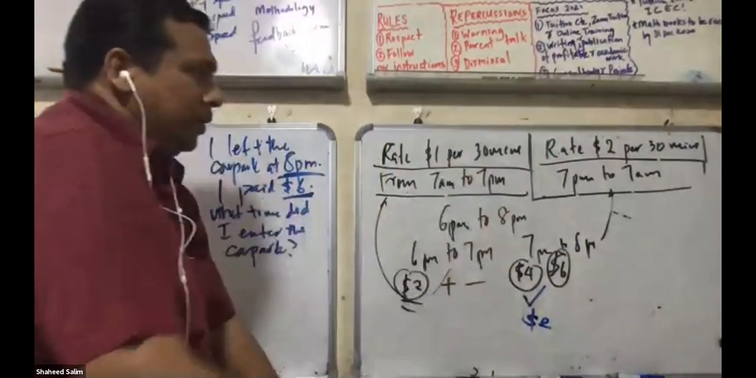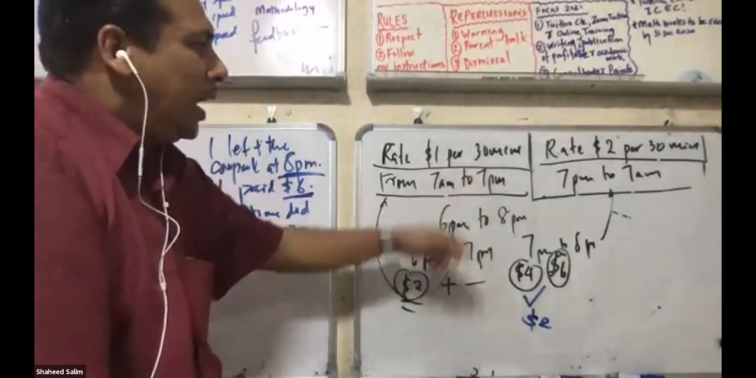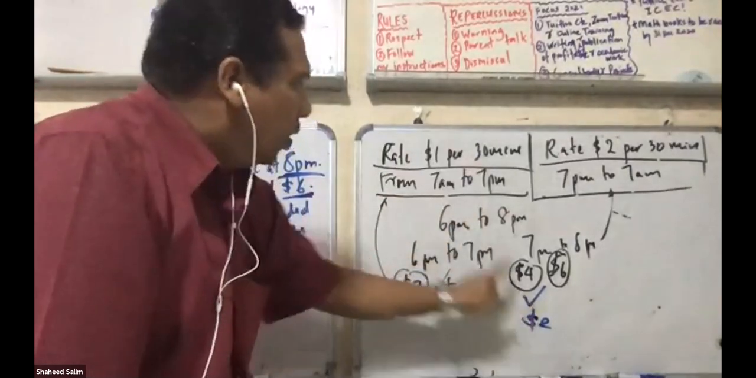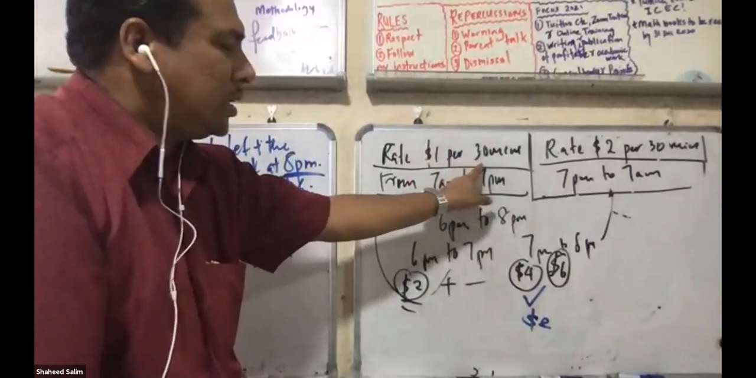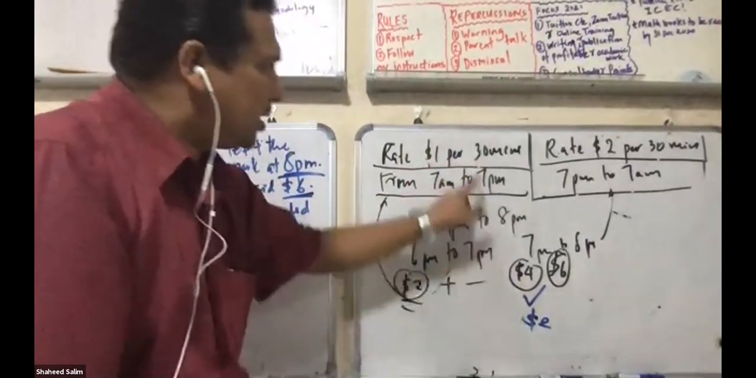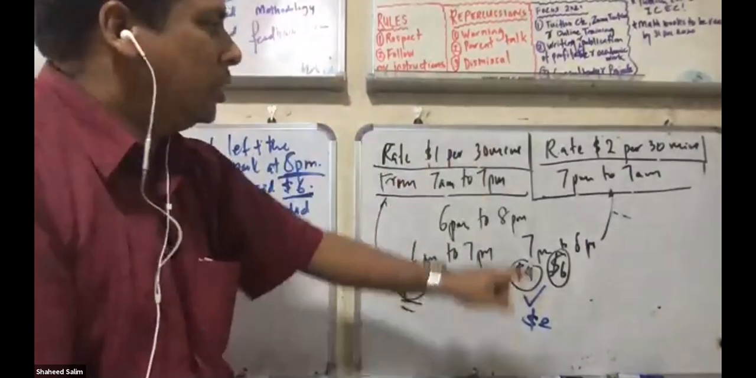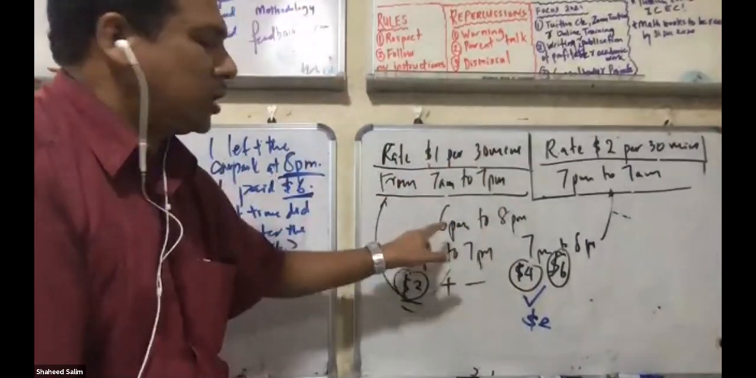$2 is spent here. So let us see how many half an hour slots $2 can give me. $1 is 30 minutes. $2 must be 60 minutes. So $2 is 60 minutes. 60 minutes is 1 hour. So 1 hour before 6 p.m.